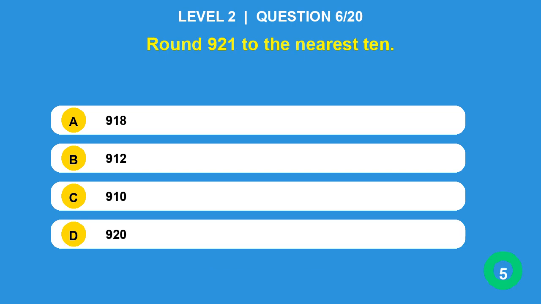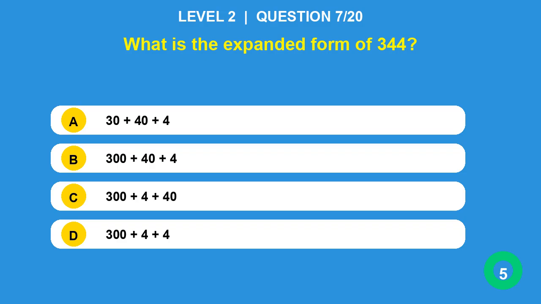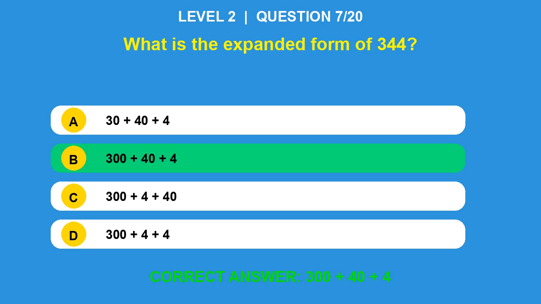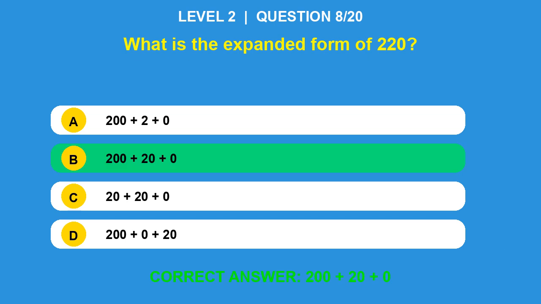Round 921 to the nearest 10. Answer is 920. What is the expanded form of 344? Answer is 300 plus 40 plus 4. What is the expanded form of 220? Answer is 200 plus 20 plus 0.